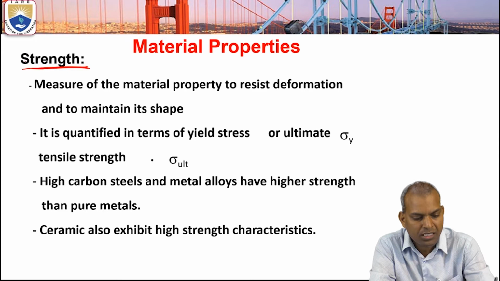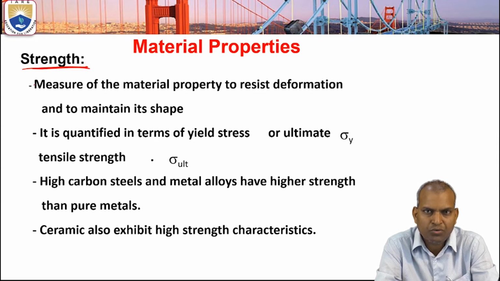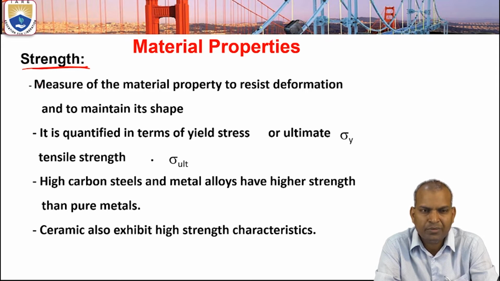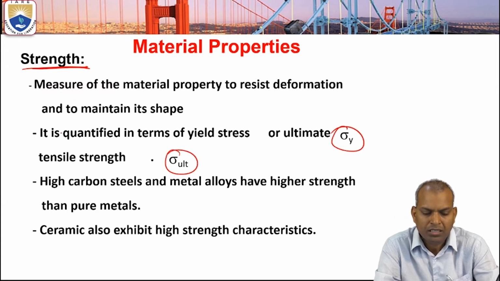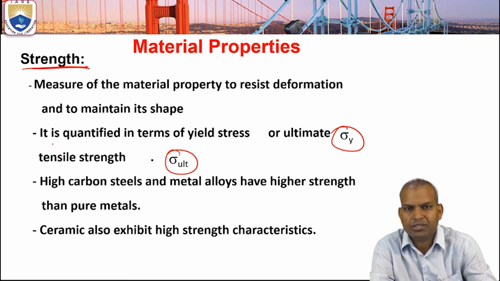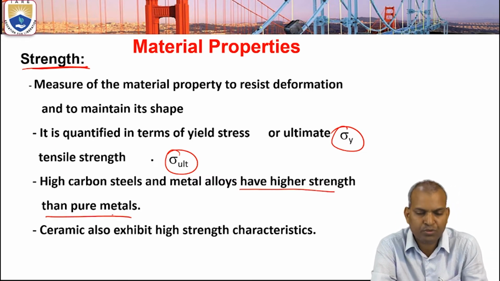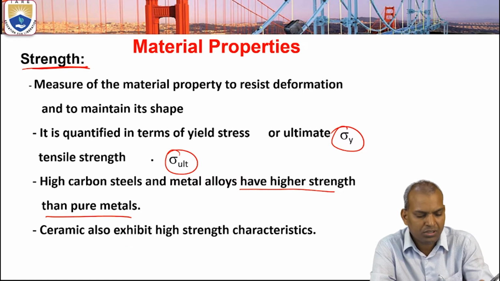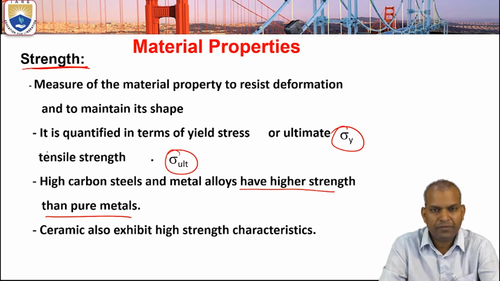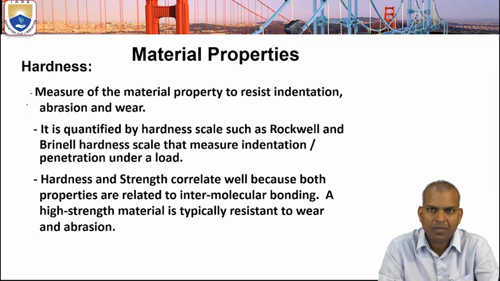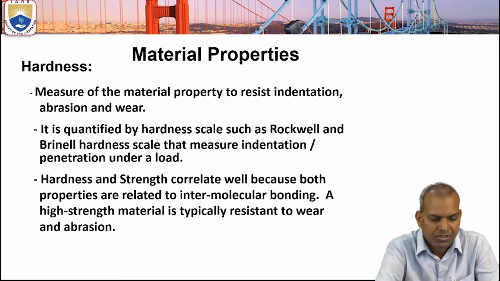Another one is that it is quantified. How do we measure the strength? It is quantified in terms of yield stress or ultimate tensile stress, that is sigma_ut or sigma_y. High carbon steels and metal alloys have higher strength than pure metals. And ceramic materials also exhibit high strength characteristics. But ceramics are brittle in nature. So we can see ceramics are brittle in nature with no deformation in comparison to ductile materials. Now the next material property is hardness.